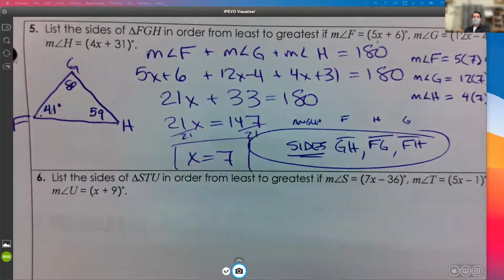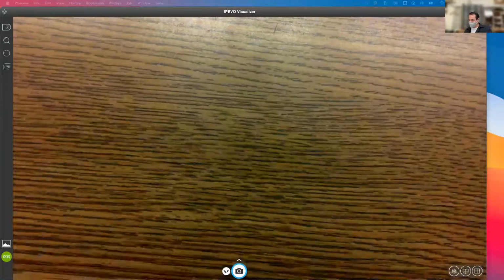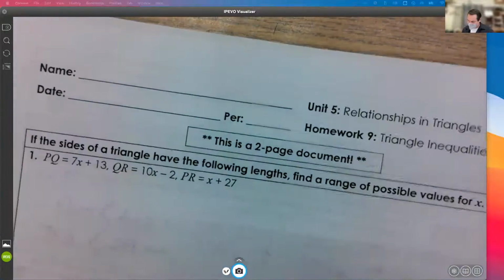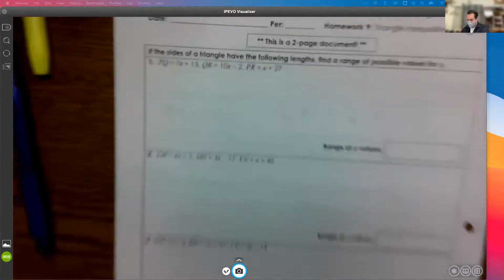Give you just a second to get caught up. One more manipulation. Okay, let's flip back a page. This one's a little bit tedious.